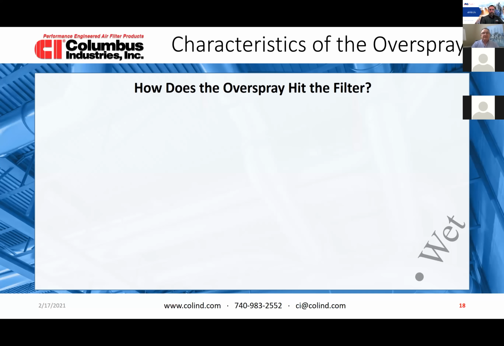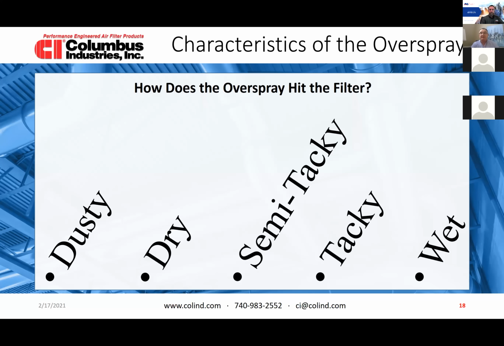Does it arrive wet and very, very liquidy? Does it arrive completely dusty like powder? Or does it hit right in between? And in between, there are three different ones. So we use tacky, we use semi-tacky and dry, and then dust or dusty, completely dry, very fine particles on the other side. So that affects the kind of structure of the filter that you want to have in there.